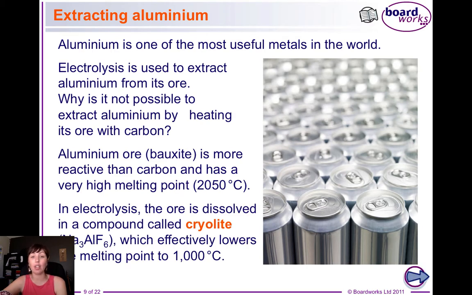So in electrolysis, the ore is dissolved in a compound called cryolite, which effectively lowers the melting point to 1,000 degrees Celsius. If you're looking at aluminum, it has a 2,050 degrees Celsius melting point. That is insane. It would take so much energy to melt aluminum so it would become molten so that you can separate it from its ore through electrolysis. So in order to do this, people have dissolved the ore into cryolite, and cryolite lowers the melting point. This is something you absolutely will be asked to reproduce on a Cambridge exam.